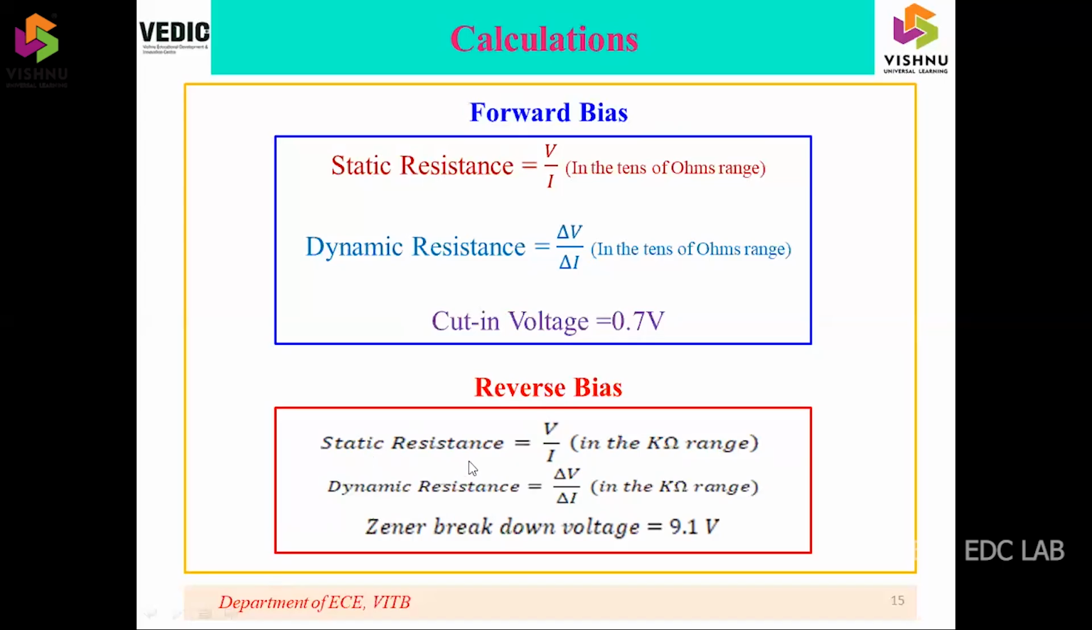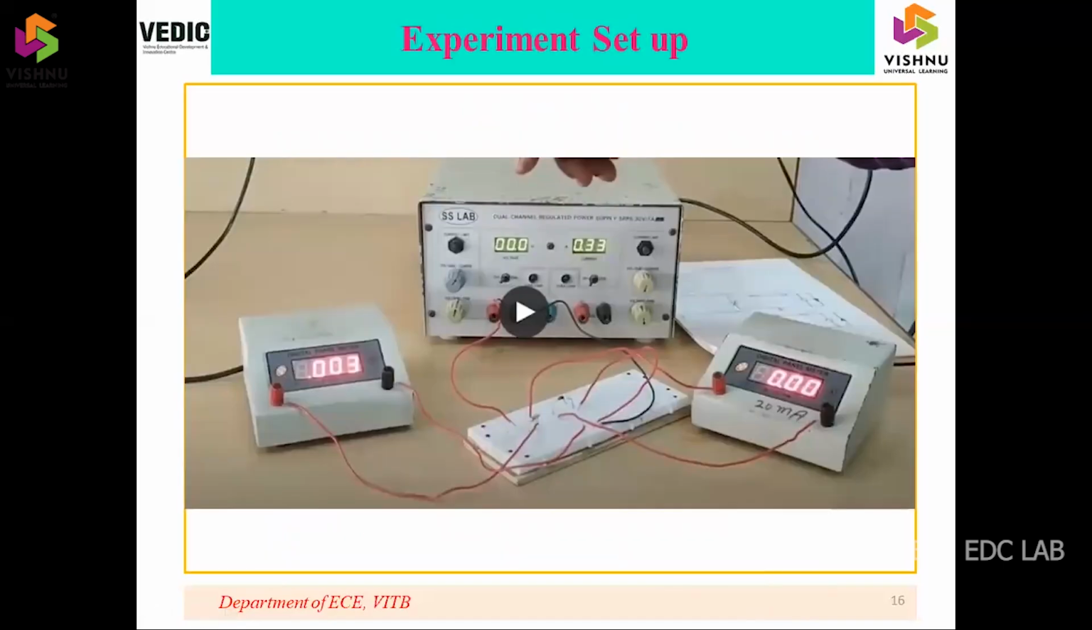Static resistance means the resistance at a particular point, and dynamic resistance is the change in voltage by change in current on the reverse characteristics. And the breakdown voltage is 9.1 volts. Coming to the experimental setup, this is the experimental setup for Zener diode forward and reverse characteristics.